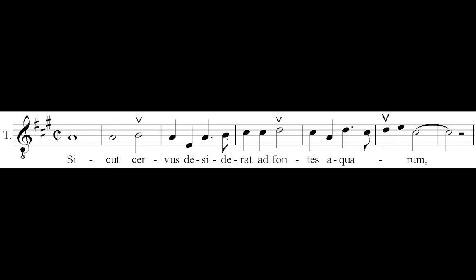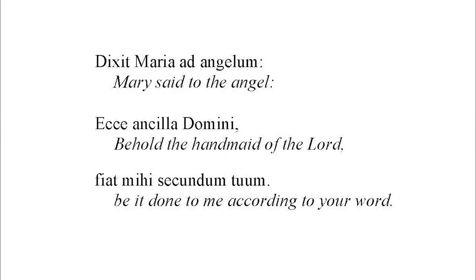Another example of this is seen in Hans Leo Hassler's motet Dixit Maria. First, the text. Mary said to the angel, "Behold the handmaid of the Lord, be it done to me according to your word." Dixit Maria ad angelum, ecce ancilla Domini, fiat mihi secundum tuum.